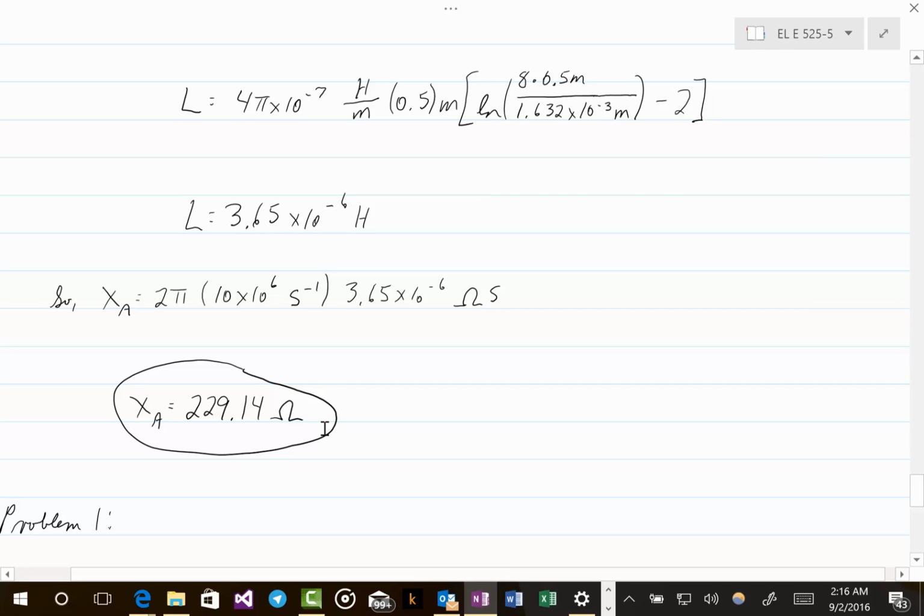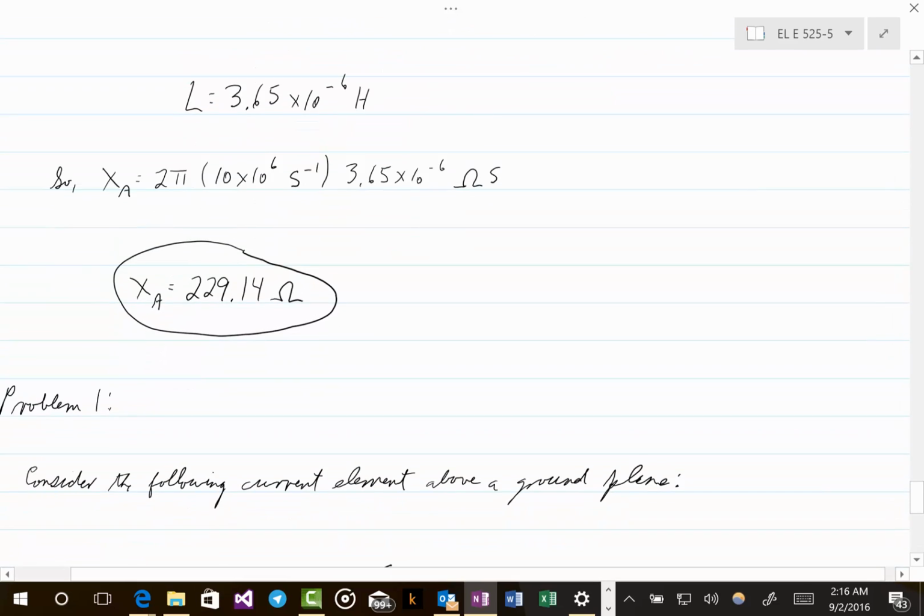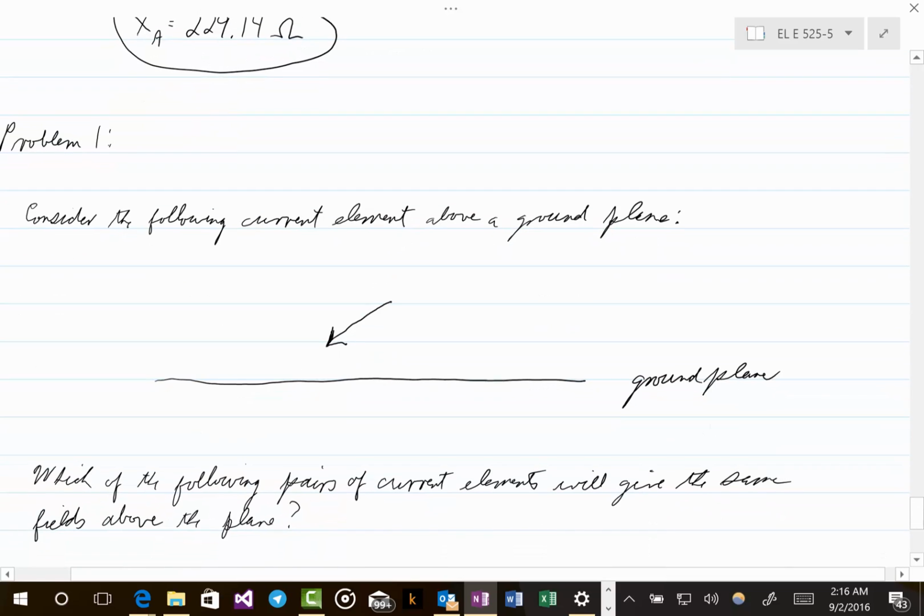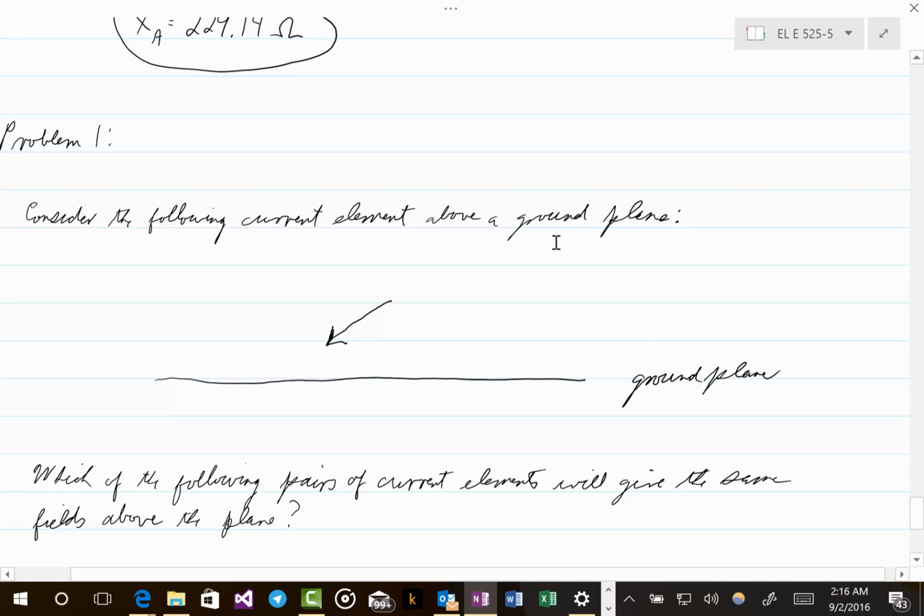So that concludes lecture 5, and we're going to do something just a little bit different this time. On test 5, the first problem is going to be here at the end of the video. So let me explain that problem, and then there will be a second problem on test 5, which will be given in class. So problem 1 is as follows. We consider a current element above a ground plane, and it's shown here. And the question is very simple, really.